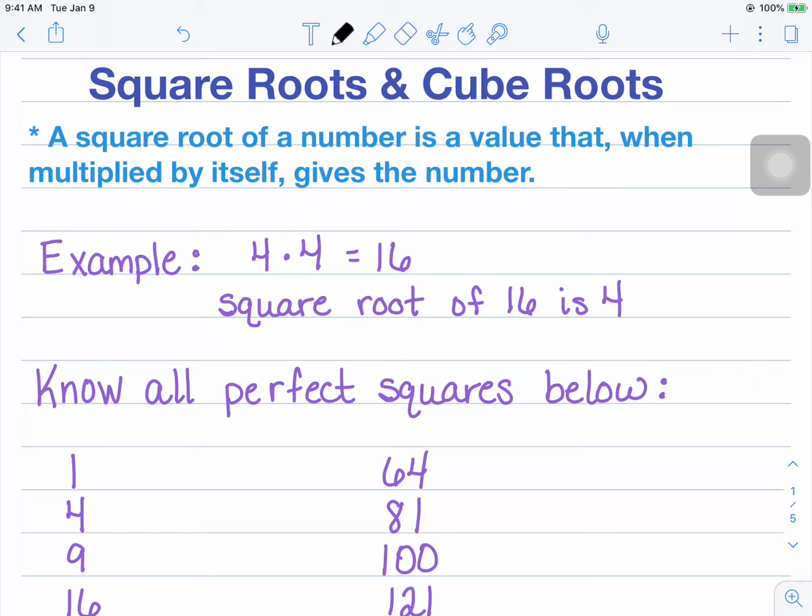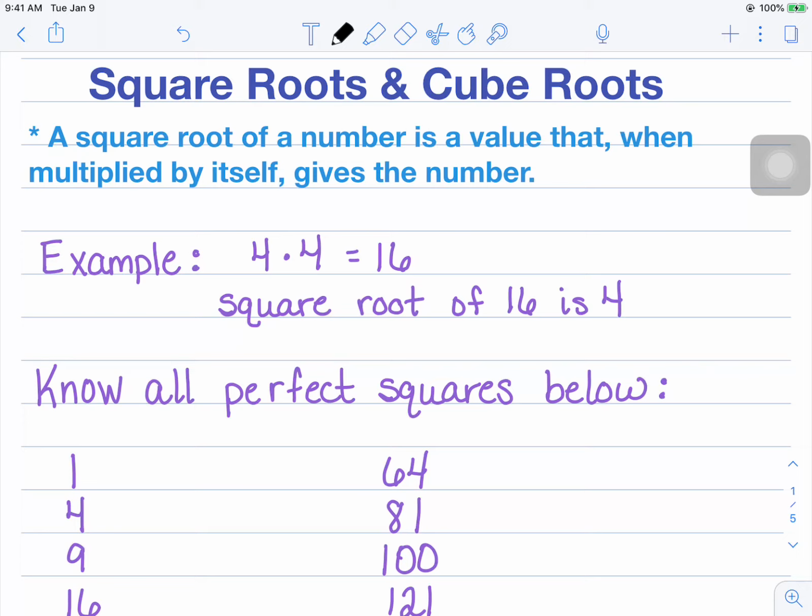Let's talk about square roots and cube roots. So a square root is a number that when multiplied by itself gives that number. So for example, 4 times 4 equals 16. So the square root of 16 is 4. What times itself got you 16?